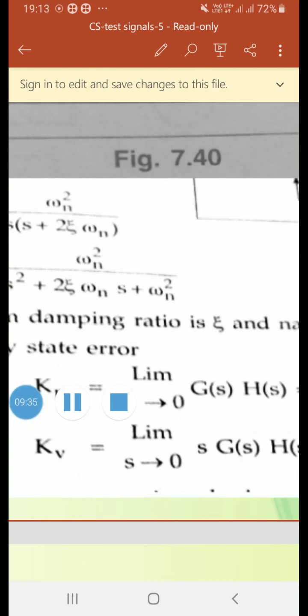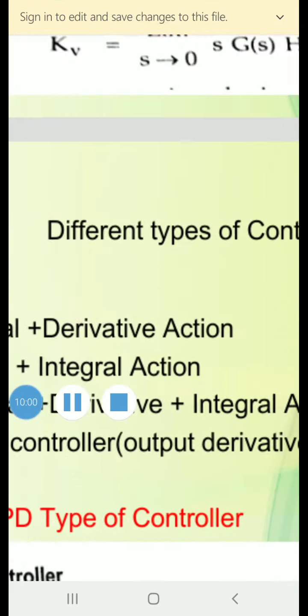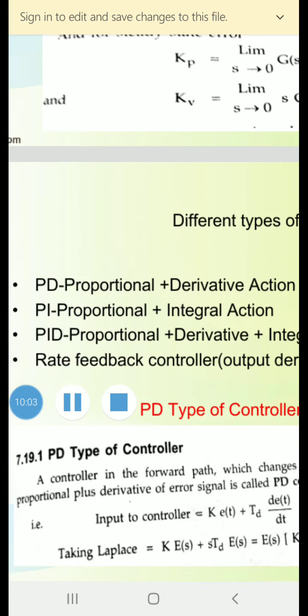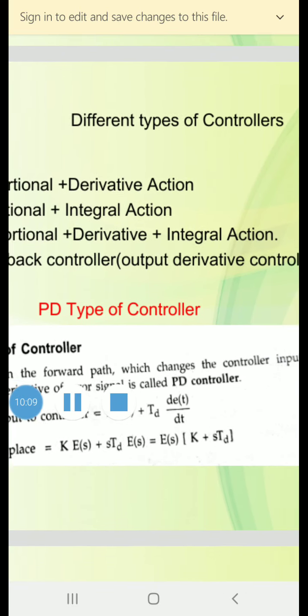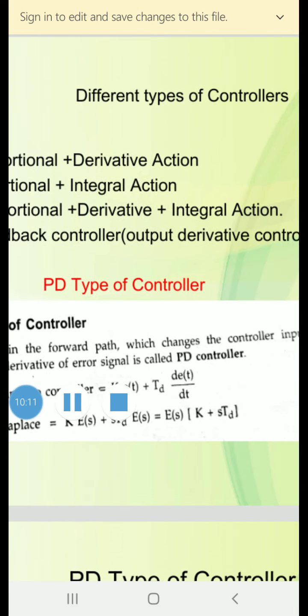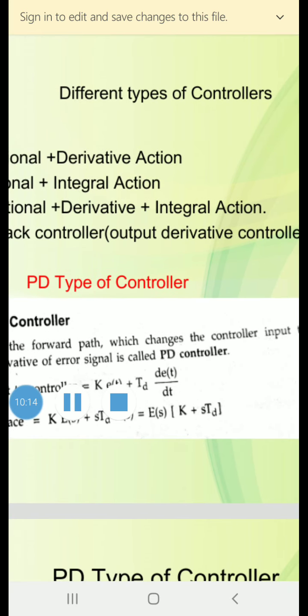So a compromise is made to keep steady state error and overshoot within acceptable limits by providing different types of controllers: 1. PD, proportional plus derivative. 2. PI, proportional plus integral. 3. PID, proportional plus derivative plus integral. 4. Rate feedback controller, which is an output derivative controller.